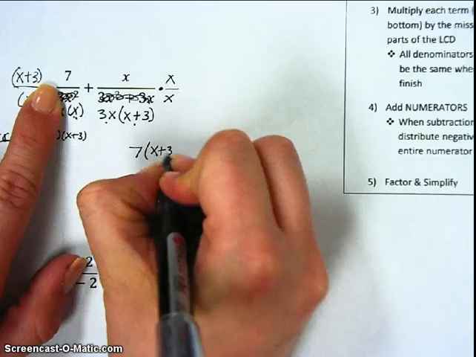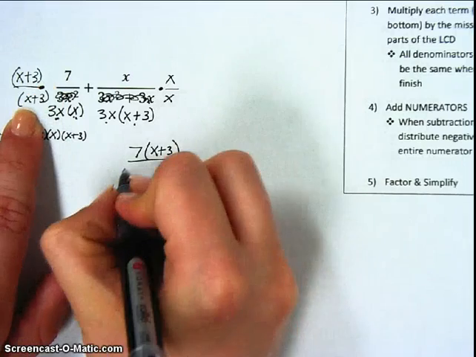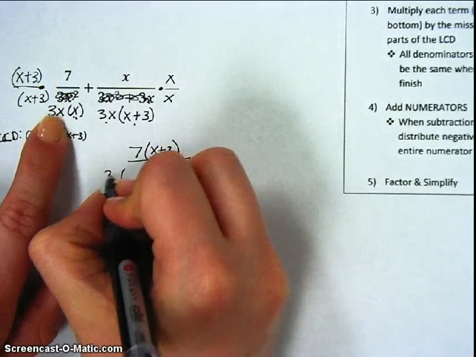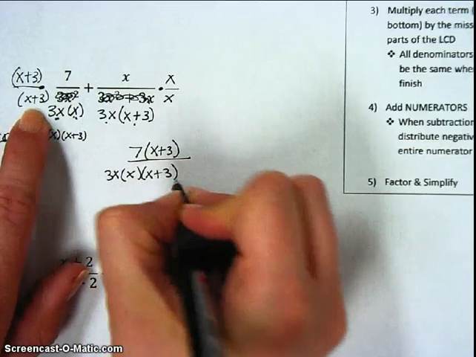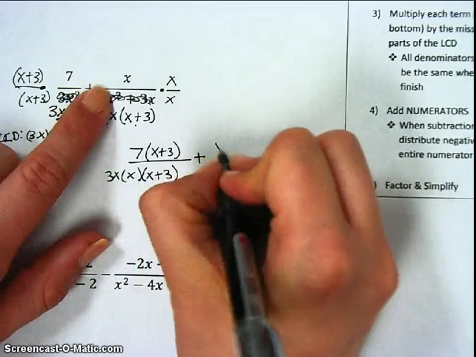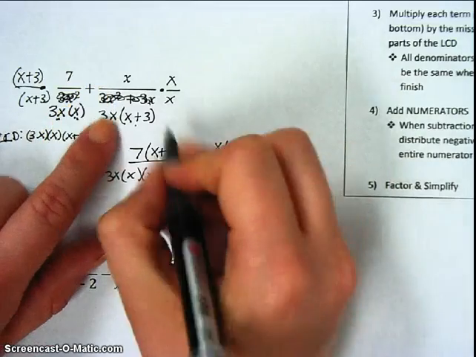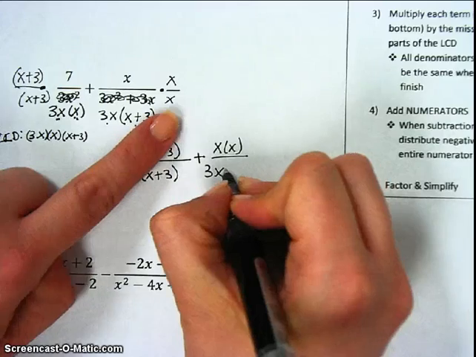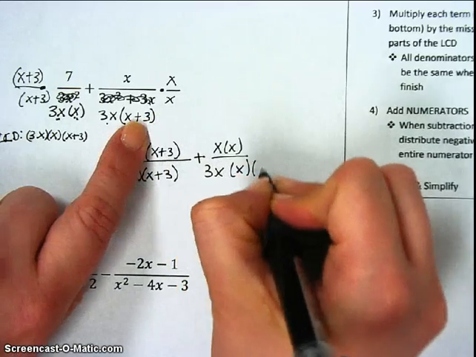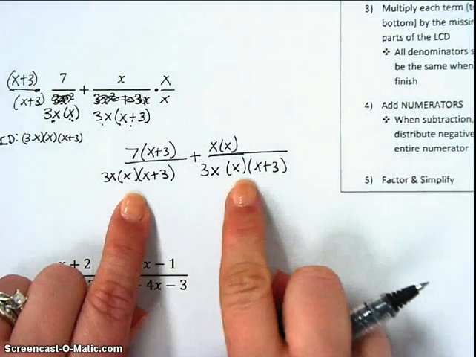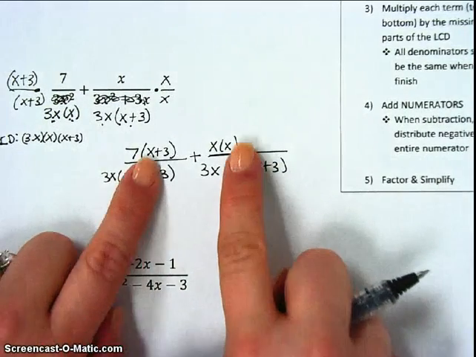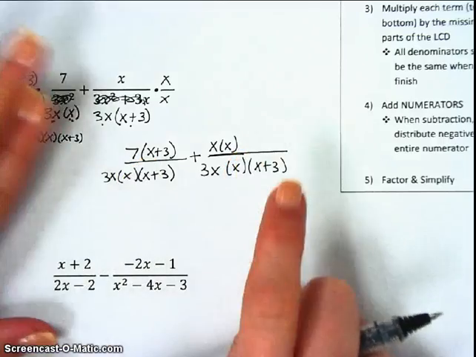So 7x plus 3. On the bottom, we've got 3x, x, and x plus 3. We're going to add to that. We've got x times x over 3x, the x, remember order doesn't matter, and the x plus 3. Okay, just that way you can see. So now both of my denominators are the exact same. So we need to go ahead and simplify and add together our numerators.